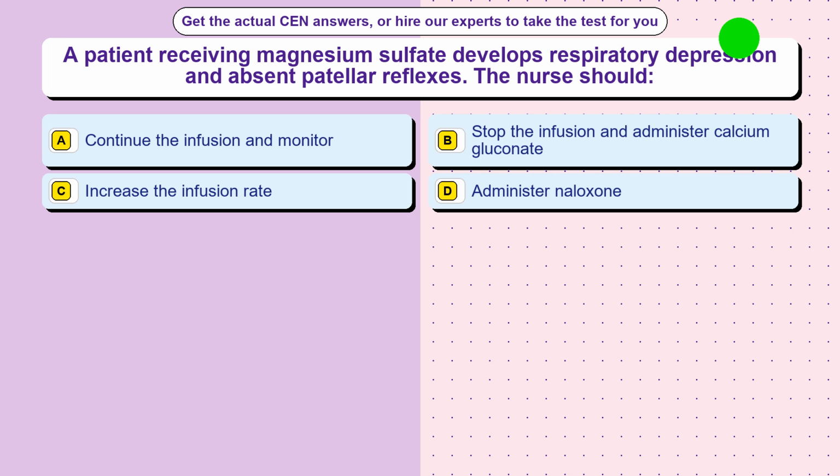Question 45. A patient receiving magnesium sulfate develops respiratory depression and absent patellar reflexes. The nurse should: Option A, continue the infusion and monitor. Option B, stop the infusion and administer calcium gluconate. Option C, increase the infusion rate. Option D, administer naloxone.